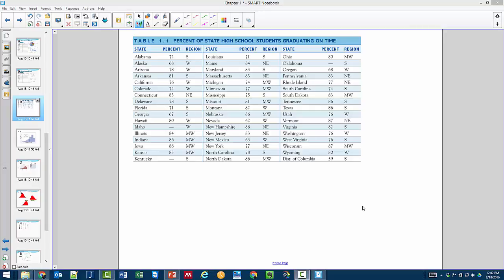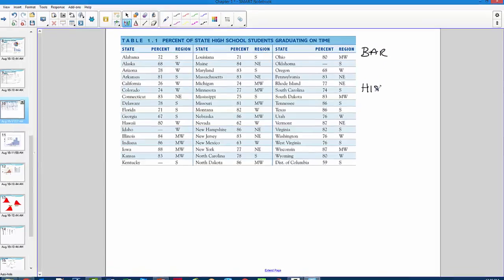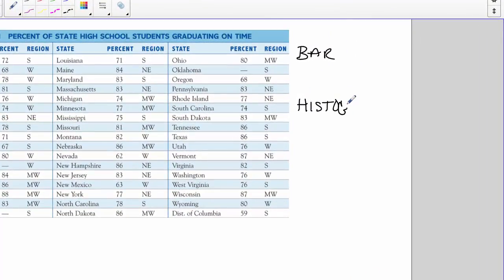Hello again, everyone. Today we're going to be taking a look at graphing data, and we're going to especially be taking a look at the two different types of graphs that are very similar. Those are the bar graphs and the histogram. Remember that the big difference is going to be that a bar graph, like a pie chart, is representing categorical data, whereas a histogram is going to be looking at quantitative data.